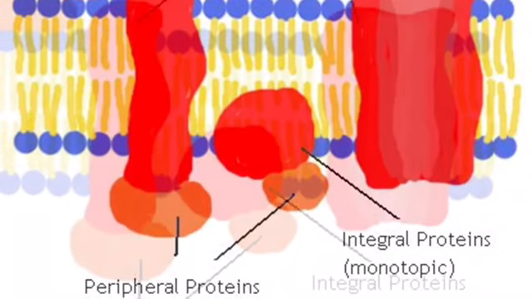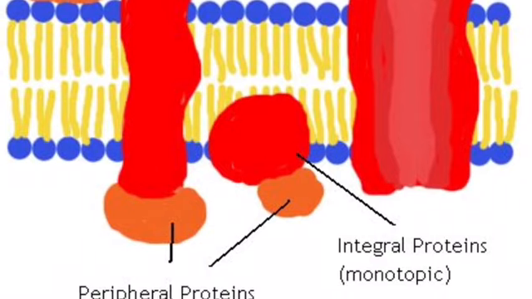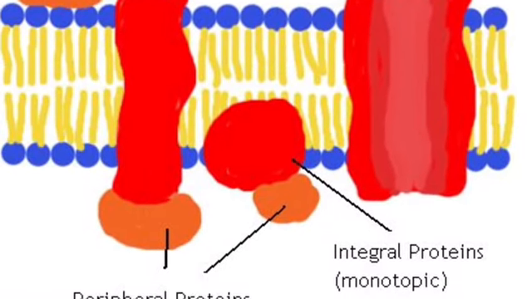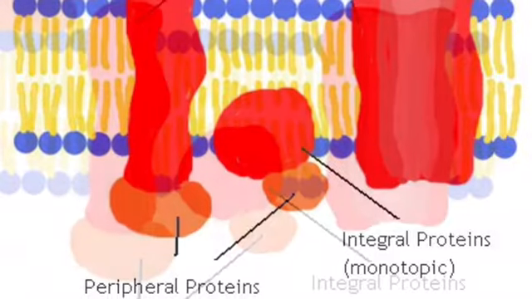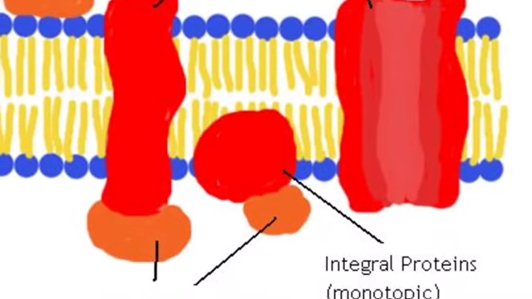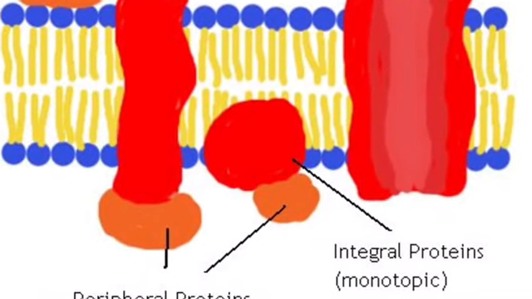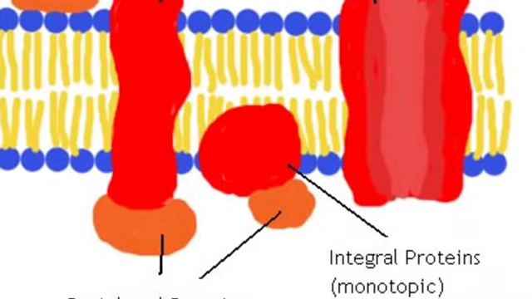Another part of the plasma membrane that you need to be familiar with are the types of proteins that you find there. You have something called peripheral proteins, and we have integral proteins. Peripheral proteins are those proteins that are found on the surface of the plasma membrane. That's going to be on the top and the bottom, and they're responsible for cell-to-cell communication. They're very much involved in that process.